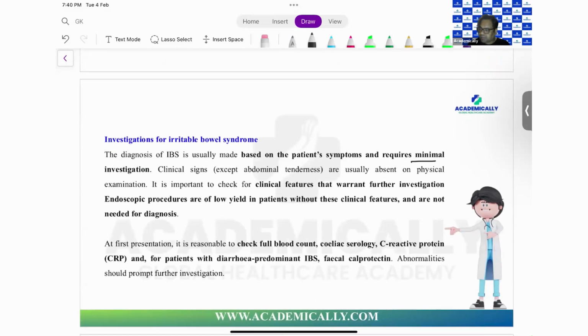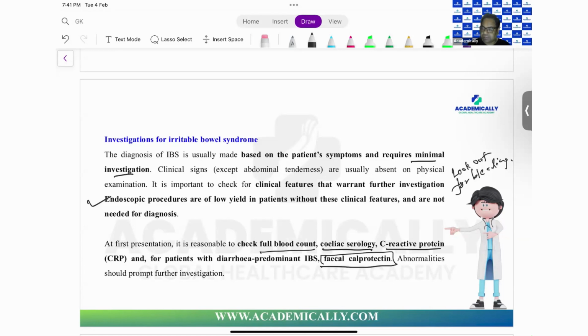So minimal investigations are required. But you must look out for red flags. If there is bleeding or something of that sort, these are red flags that you should look out for. Endoscopy, if you do it, is not going to yield you much. You must do a full blood count, celiac serology to rule out celiac disease, C-reactive protein to rule out inflammation, and fecal calprotectin. Fecal calprotectin is basically for inflammatory bowel disease.